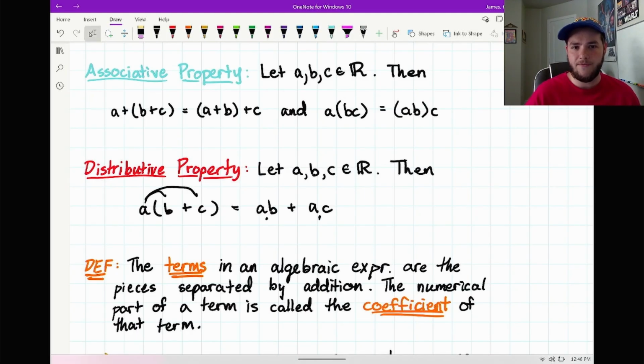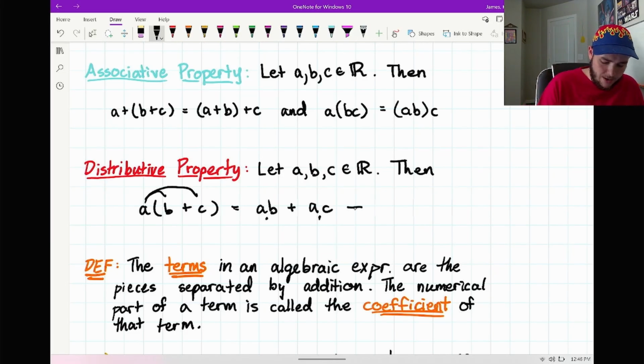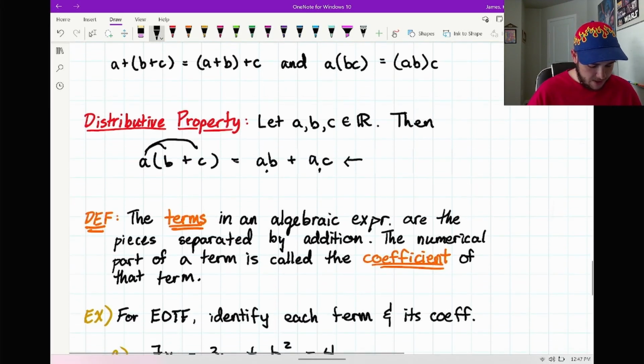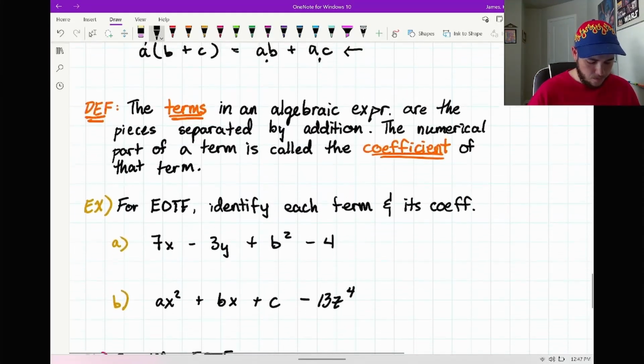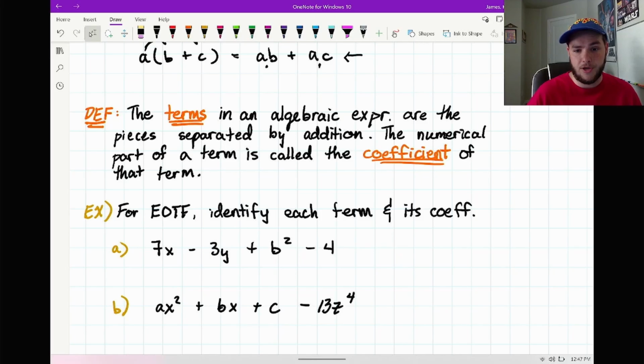Now, a little bit of vocab before we take a look at some examples. The terms in an algebraic expression are just the pieces that are separated by addition and subtraction. So in this one up here, ab is a term and ac is a term. Now, when we have numbers in front of those terms, we call those numbers the coefficients of that term. So let's get some practice with these vocabulary words.